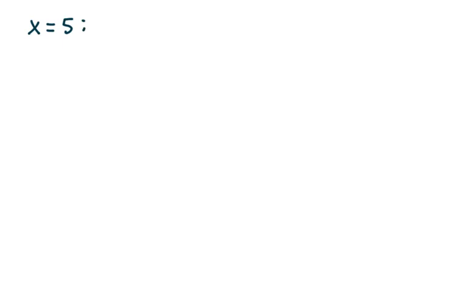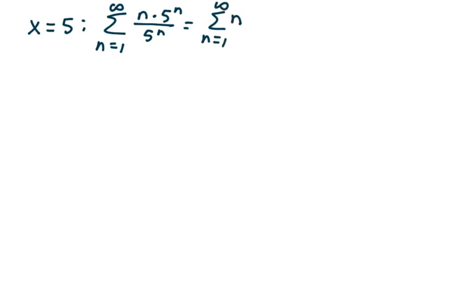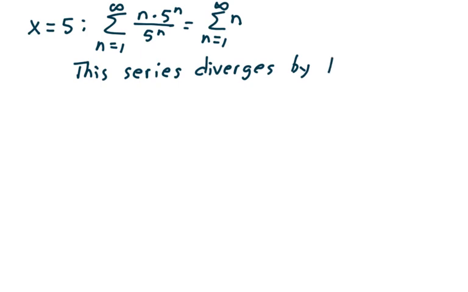If I plug x equal 5 in, we have the summation from n equals 1 to infinity of n times 5 to the n divided by 5 to the n, which is the summation from n equal 1 to infinity of n. This series diverges by test for divergence.